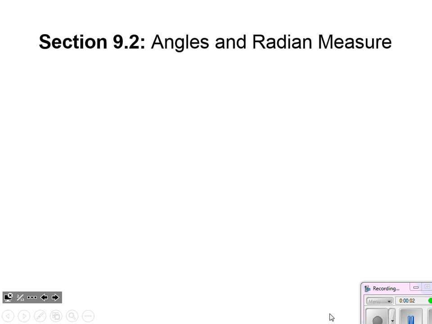Welcome to Algebra 2. Today we've got section 9.2, angles and radian measure. Now I had mentioned when we were going through section 9.1 to make sure that your calculator was in degree mode. And in the second part of 9.1, when we were using our inverse trig functions and finding angles, I said that if you do not put a degree symbol on that answer, that it is horribly wrong. And there's a reason for that.